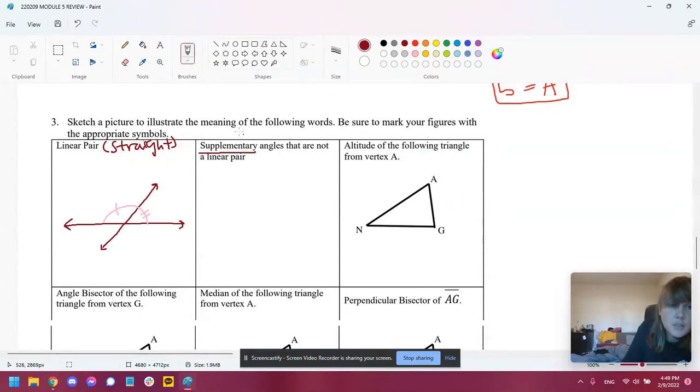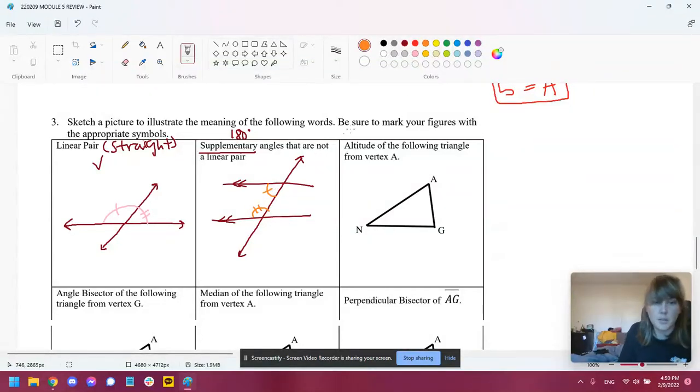Supplementary means it adds up to 180, right? These are supplementary, but they want you to find supplementary angles that aren't a linear pair. So I'm going to write parallel lines cut by a transversal, and I'll say that these two definitely add to 180, but aren't right next to each other. Another example would be like these two. Notice that it's both of the same side angle pairs. So like same side interior is the orange, same side exterior is the green.